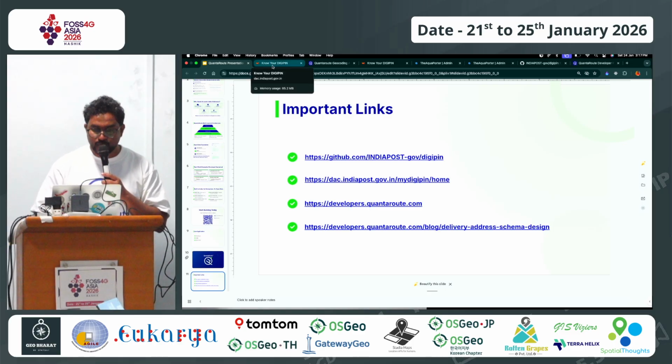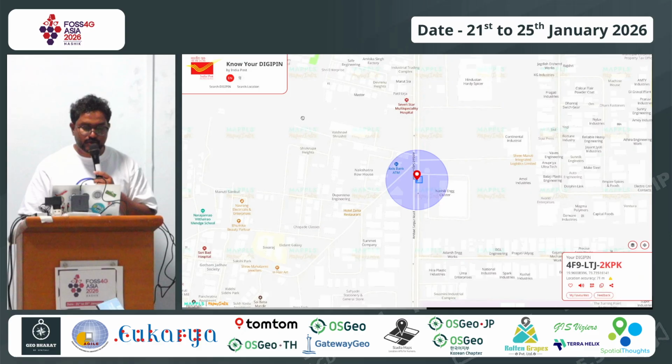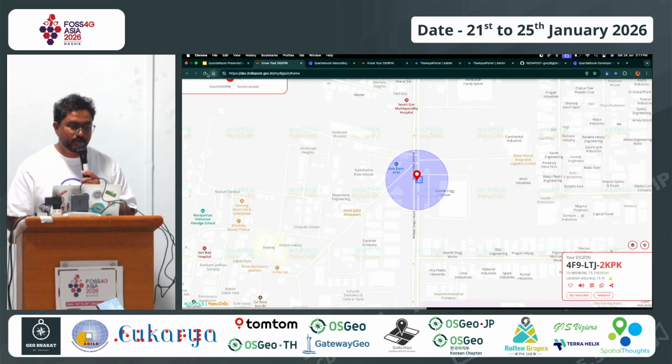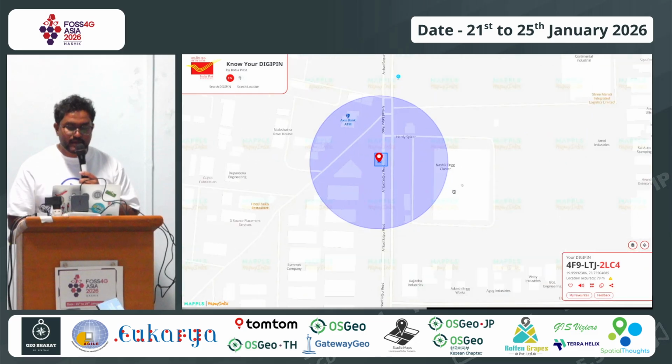So now I'll move to our government site. This is our government site, India Post, "Know your DIGIPIN". You just visit this site and you'll see where exactly you are. If you do it from mobile, maybe the accuracy will be better. I'm doing it from a laptop, so maybe the accuracy is shifted to the other side of the road. But let's say we are standing at the Nashik engineering cluster.